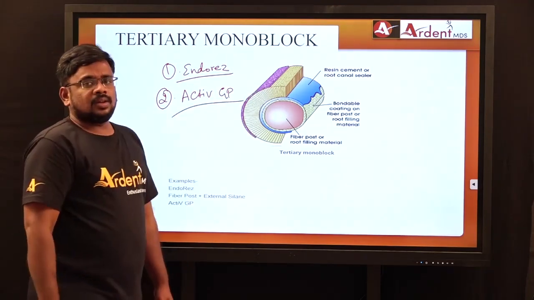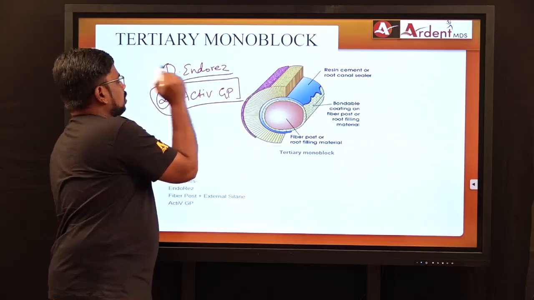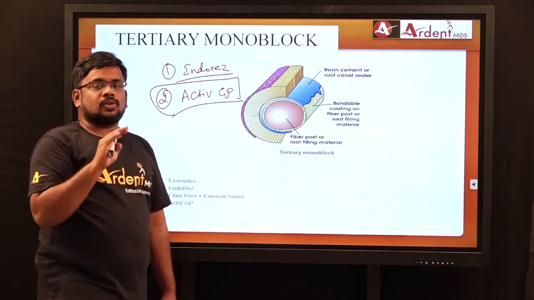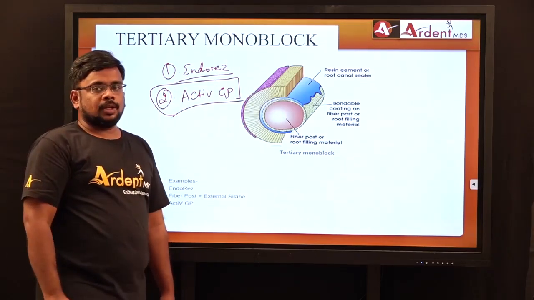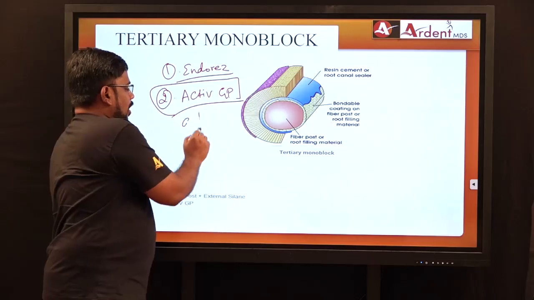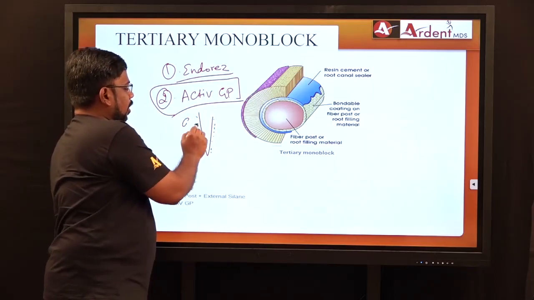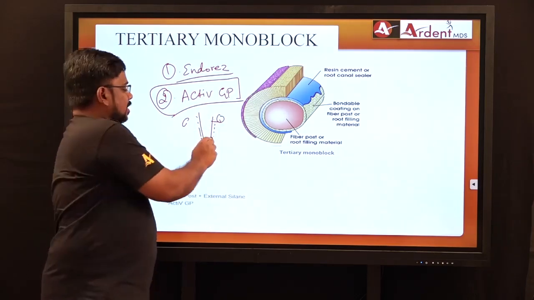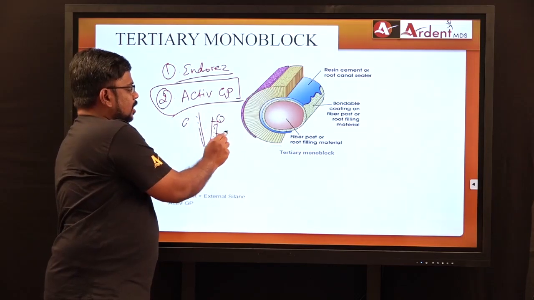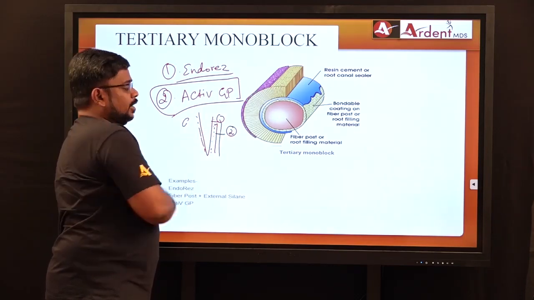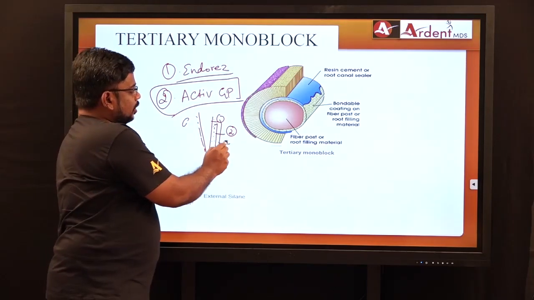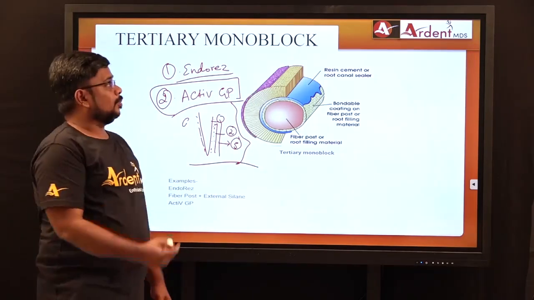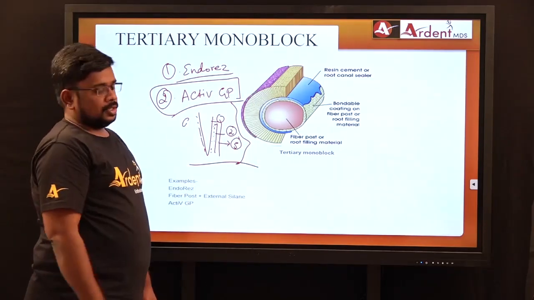It is one of the repeated questions they asked in previous exams. So what is called active GP? Active GP is nothing but a GP which is coated with GIC. If you have a GP and along with that you have a GIC layer, you have one interface between the GP and GIC, the second interface is between the GIC and sealer, and the third interface is between your sealer and the root canal wall. So you have three junctions or three interfaces, so it belongs to the tertiary monoblock concept.